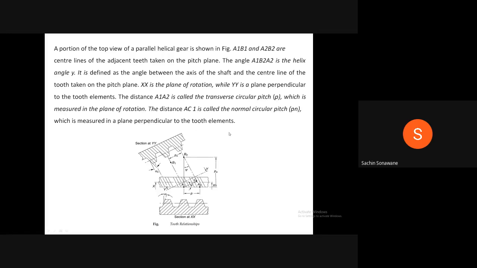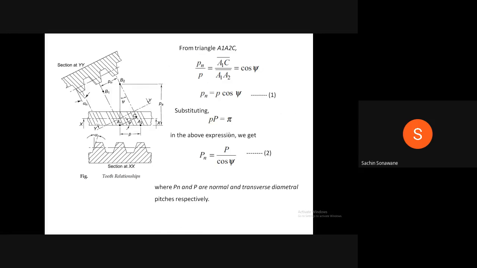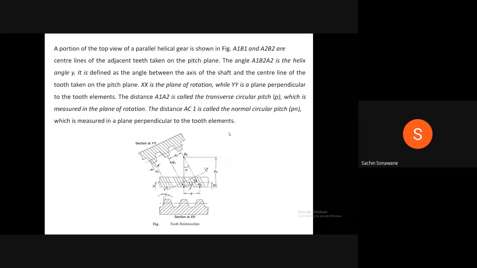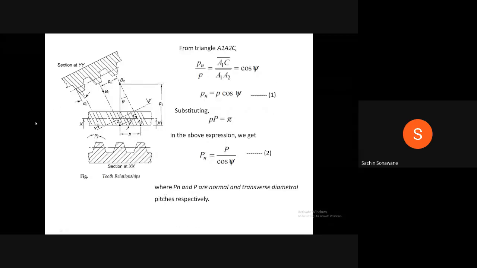I think you should draw the diagram. I will wait. Okay, draw this diagram. I will wait for 5 to 10 minutes. Then we will write down the notations. Please draw the diagram.